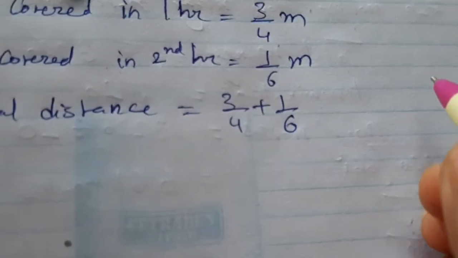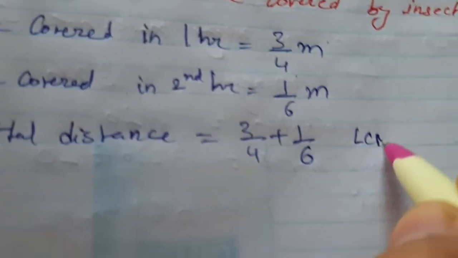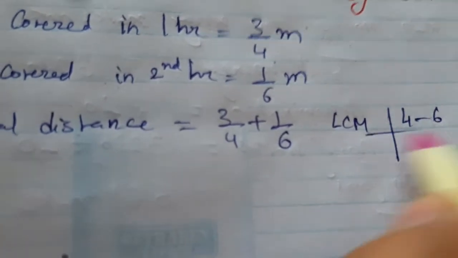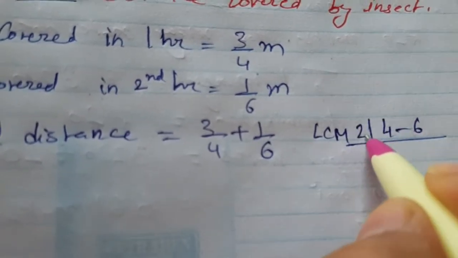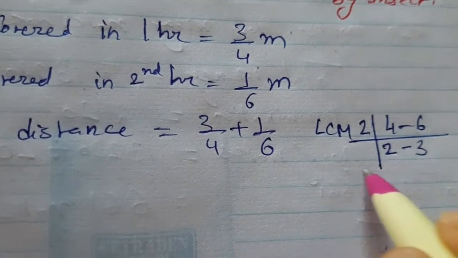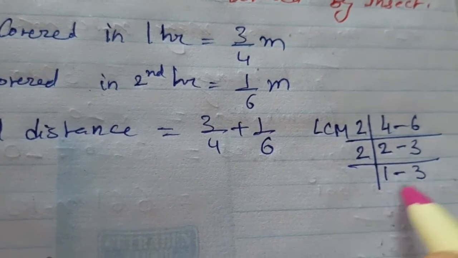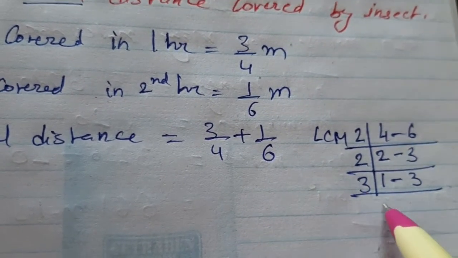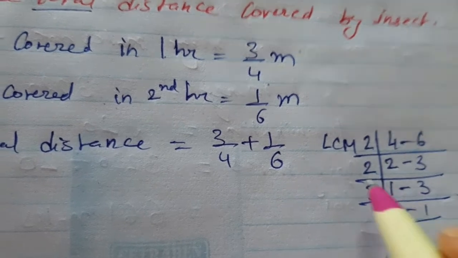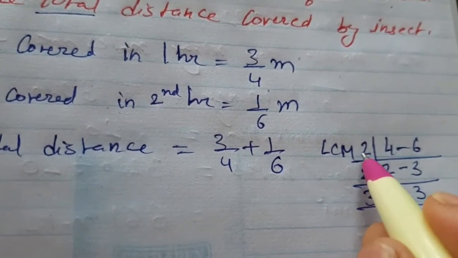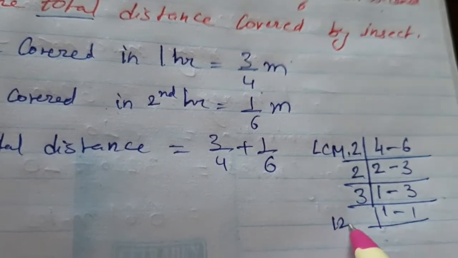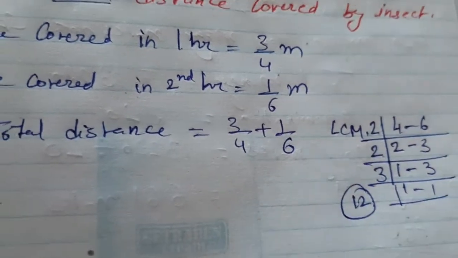Now we have to take the LCM of this. LCM of 4 and 6. So we will start with 2. 2 2s are 4, 2 3s are 6. Now again we will take 2. 2 1s are 2, 3 will be as it is. Now again take 3, 3 1s are 3. Now we will multiply all these numbers. 2 2s are 4, 3s are 12. So 12 is our LCM.